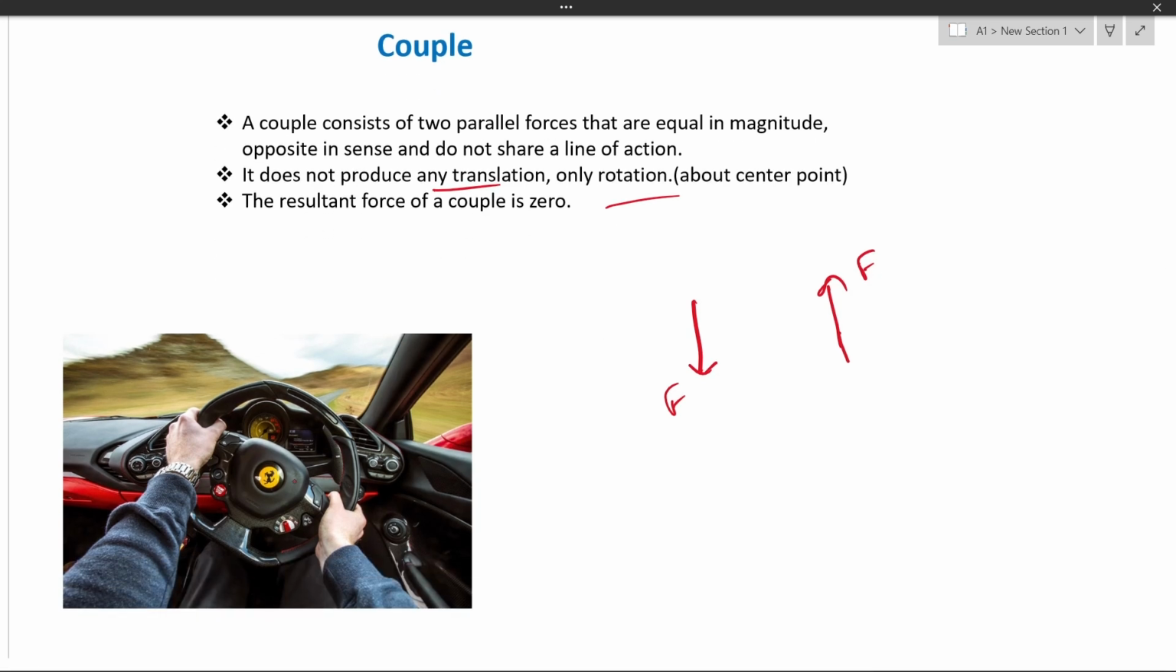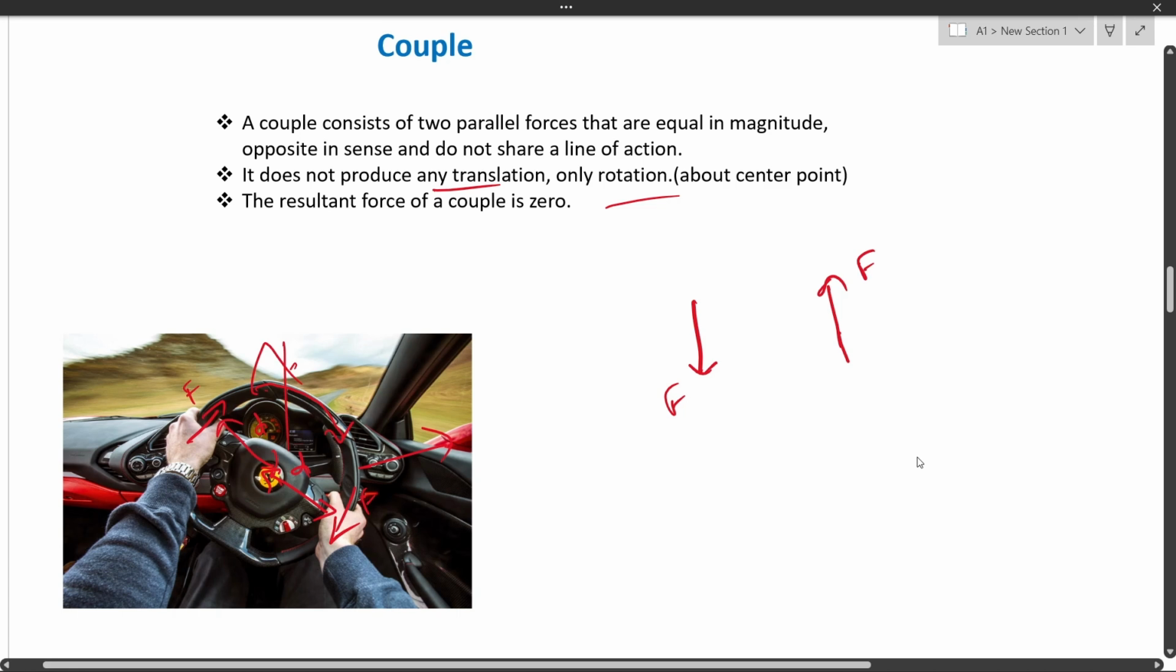For example, if you take this steering, one force is applied in this direction, another force is applied in this direction. The distance between them through the center point would be d. It will cause the steering to rotate only. This steering won't move in this direction or this direction. Only the rotation would be there. That's a couple.